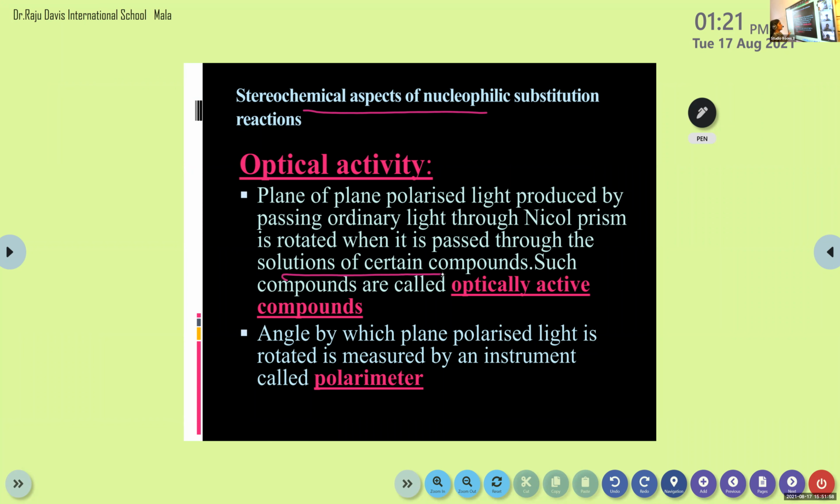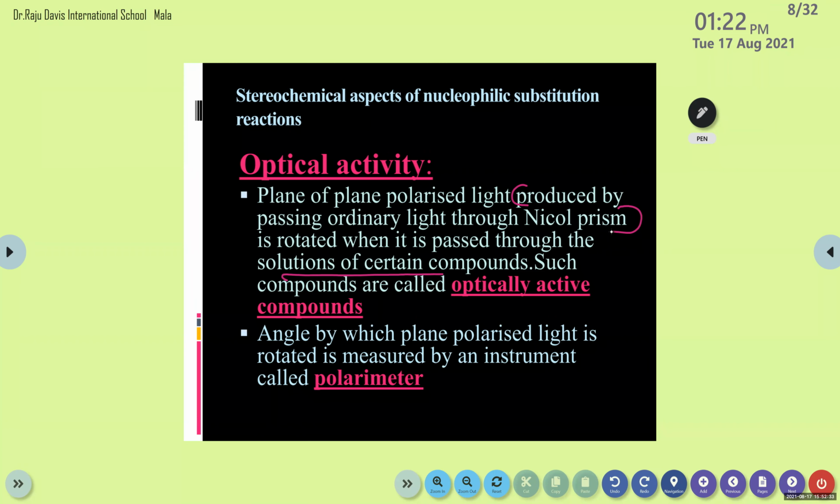I will repeat it once again. The plane of plane polarized light, that means the light has direction of propagation only in one direction, the plane of such plane polarized light, when it passes through solutions of certain compounds, will be rotated. Such compounds are known as optically active compounds. This is how plane polarized light is produced.